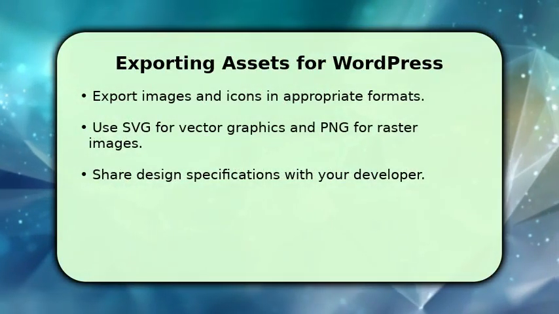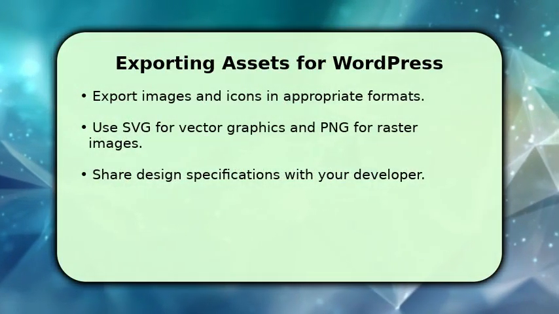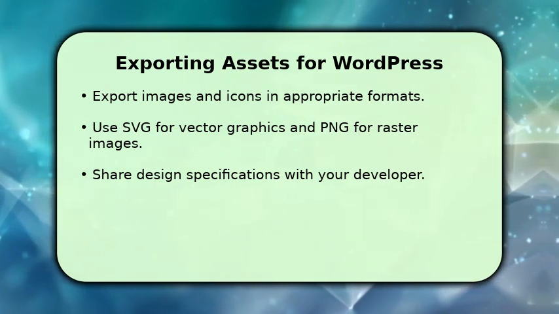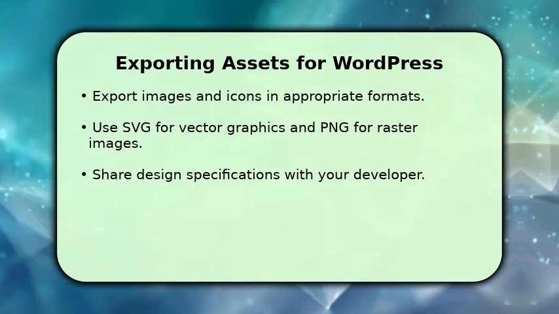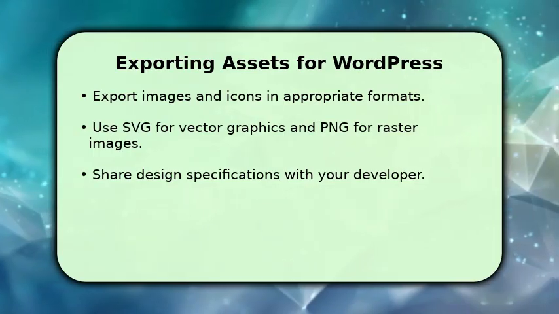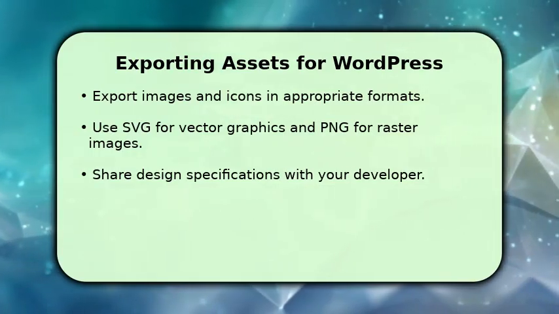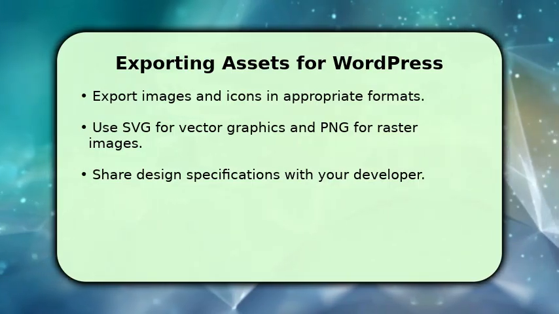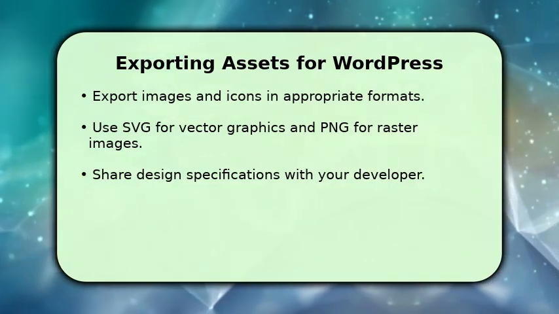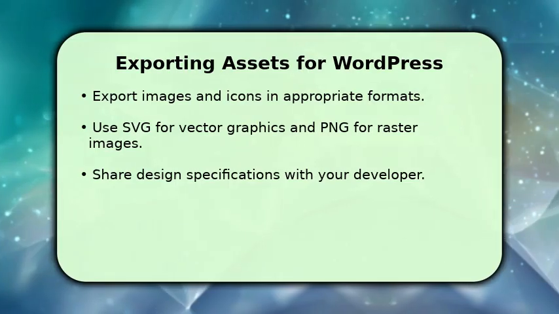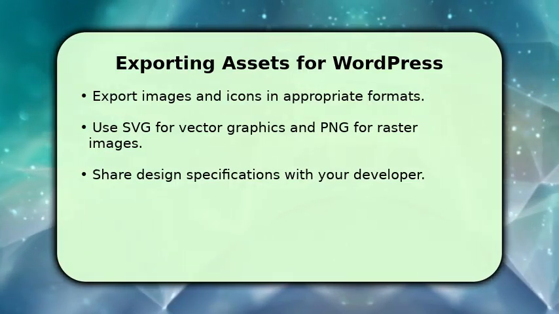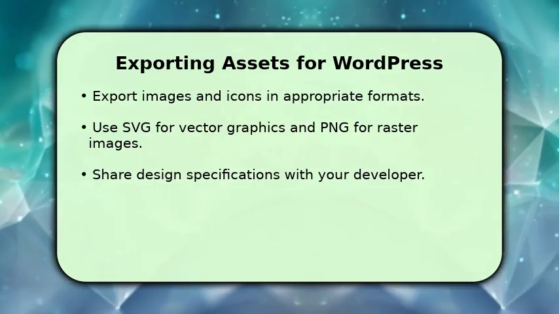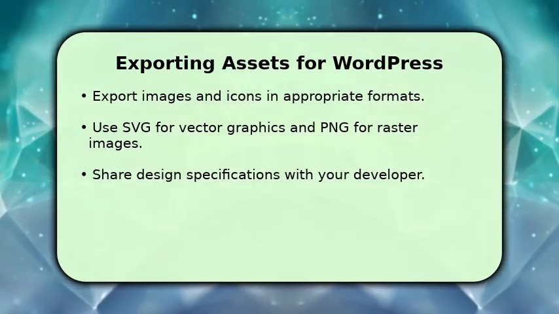Once your design is complete, the next crucial step is exporting assets for WordPress. Export vector graphics like logos and icons as SVG files for scalability, and use PNG or JPEG for raster images, optimizing them for web use. Clearly document design specifications, including fonts, colors, and spacing, for your development team. Consider using Figma plugins that can help extract CSS properties, making the handoff process smoother and more efficient for implementation.